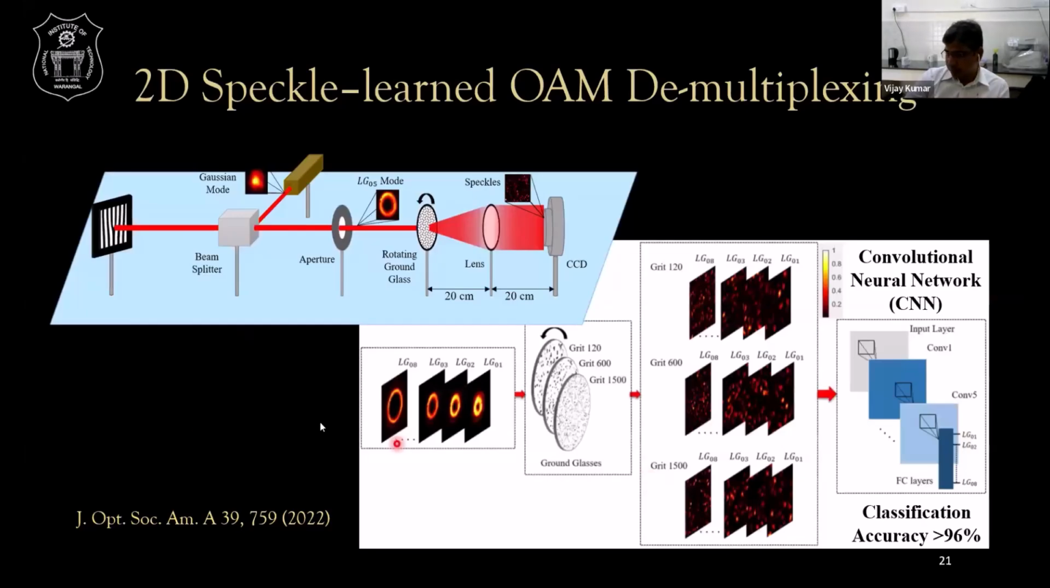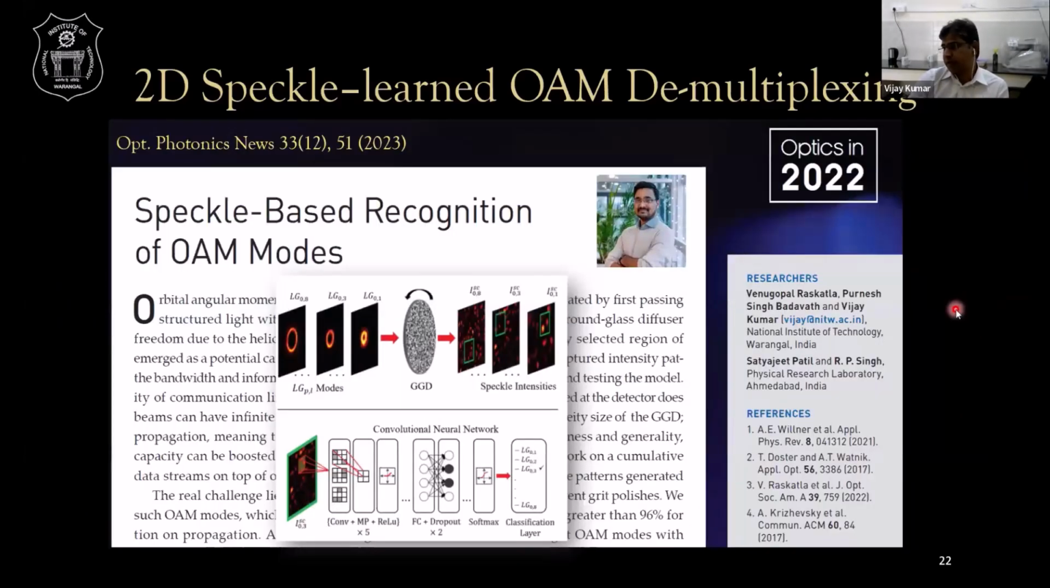And this is our first paper, where we reported this work in JOSA A in 2022, which was presented at the 2021 Correlation Optics conference. The experiment is very simple: we have a Gaussian beam, then produce an LG beam using the SLM, then pass it through the ground glass, and then we take the far field. We can also do it from the near field to the far field, in any plane, but here we did it for the far field. Then we took just a small portion of the speckle and trained the neural network, and it was able to achieve a good accuracy of more than 96%. And this work was highlighted in Optics in 2022.